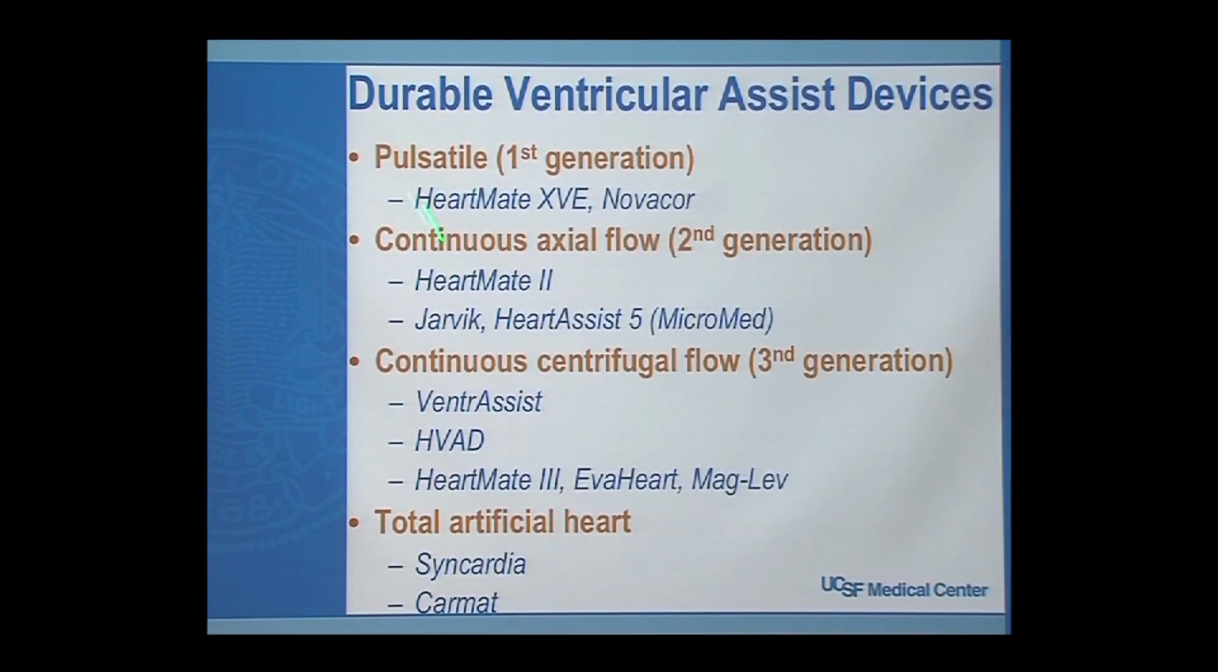So we have these 4 types of devices. The first generation are pulsatile devices. They were done in about 2000 or so, about 15 years ago. Then we moved over to the continuous axial flow, smaller devices, and then the third generation where we are right now, and then there's a total artificial heart for a very small subset of patients. The 2 main devices that we use nowadays that are FDA approved are HeartMate 2 and HVAD.